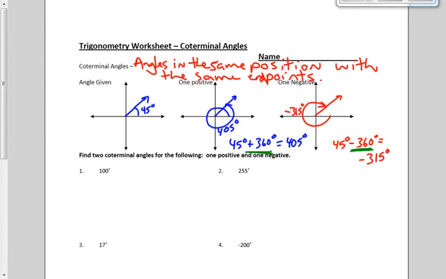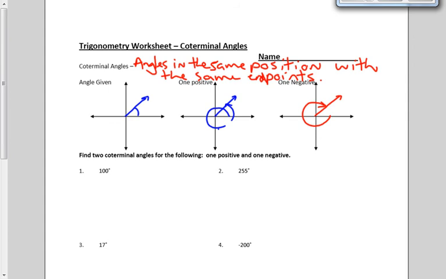Let's take a look at that in radians. Because we want to be a little bit more consistent with this, we'll use the same 45 degree angle, but now in radians, this 45 degree angle is pi over 4. So instead of adding 360 to this angle, we're going to be adding 2 pi, because that's how we get around the circle in radians.